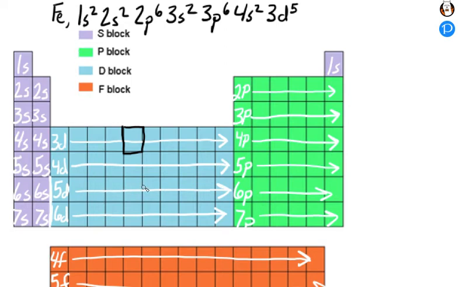Let's do one where we've got somewhere down here where we have to include the F block in this. So let me erase iron here. Whoa, gotta get a smaller eraser.